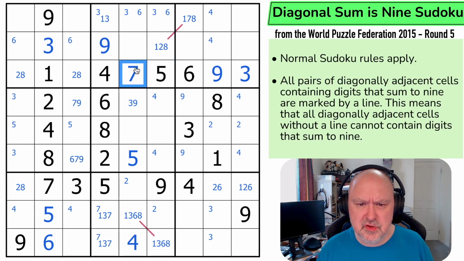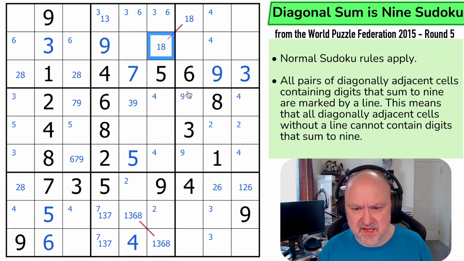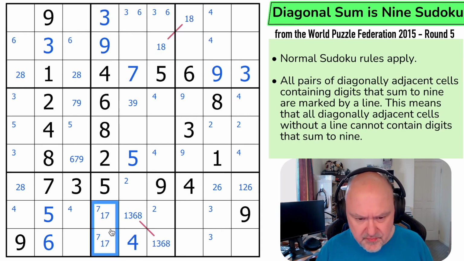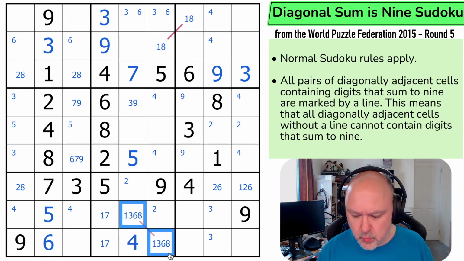Oh, this can't be a 2 because it would put it next to a 7. So that's not a 2 and that's not a 7. This is a 1, 8. Right. So this can't be a 1 because it sees both of those and those are different. That's a 3. There's no 3 down here.